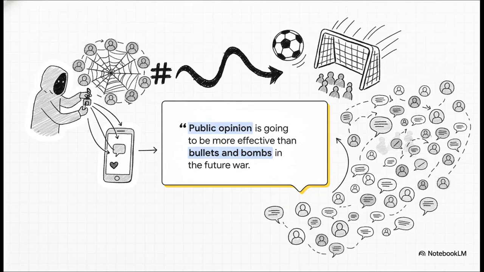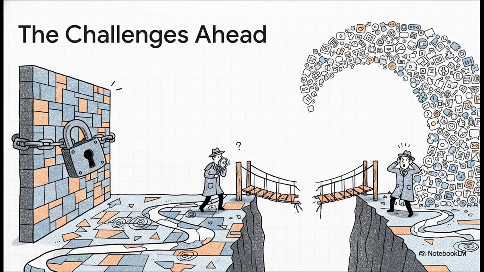There's this thing called hashtag latching. It's brilliant in a devious kind of way. They'll take their propaganda and just latch it onto a super popular, totally unrelated trending topic. Think about something like the World Cup. They basically hijack that massive conversation to push their own message to millions of people who had no idea what they were stumbling into.